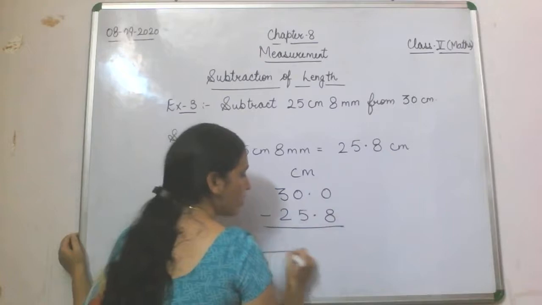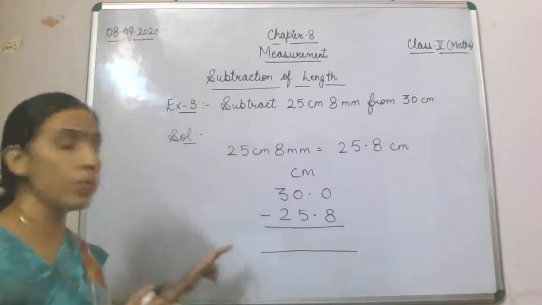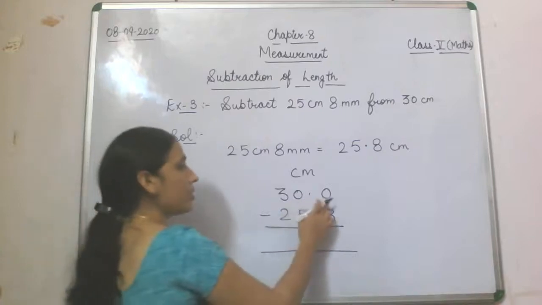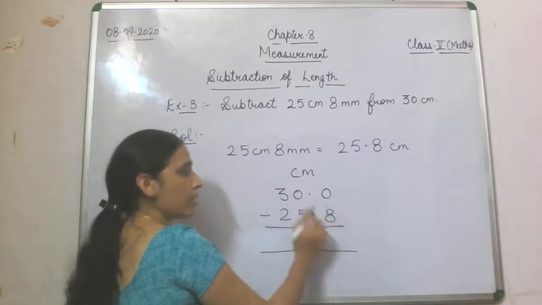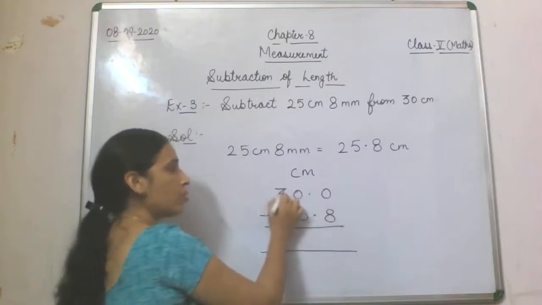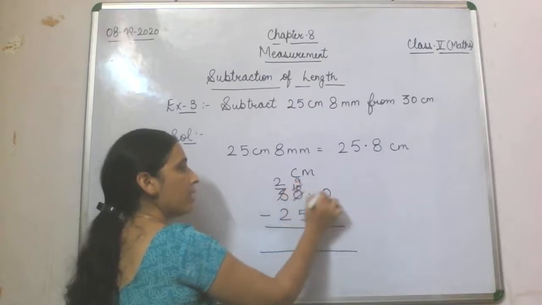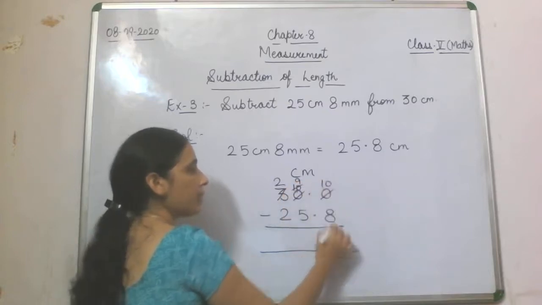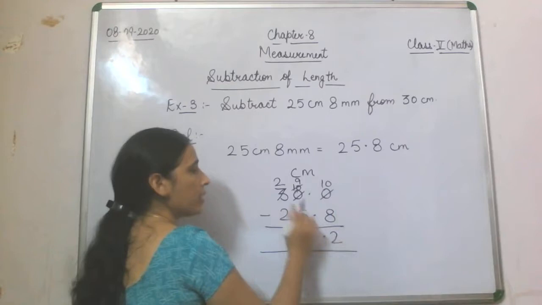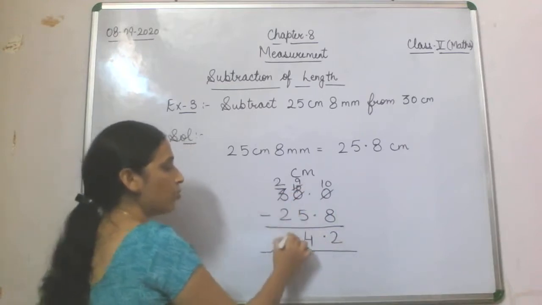Now can you do this subtraction? Yes, we can. How will we do it? From 0 you cannot subtract 8, so this 0 will borrow from here. But here also we have 0, so that will become 10. The 10 will become 9, and this will become 10. 10 minus 8, 2 you are getting. Then 9 minus 5 is 4, then 2, 0.